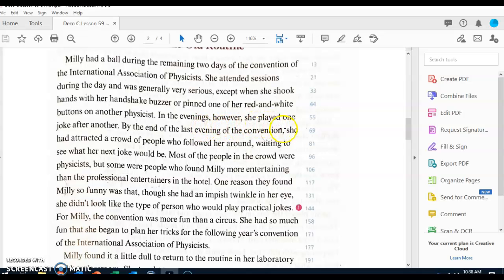In the evenings, however, she played one joke after another. By the end of the last evening of the convention, she had attracted a crowd of people who followed her around, waiting to see what her next joke would be. Most of the people in the crowd were physicists, but some were people who found Millie more entertaining than the professional entertainers in the hotel. One reason they found Millie so funny was that though she had an impish twinkle in her eyes, she didn't look like the type of person who would play practical jokes.